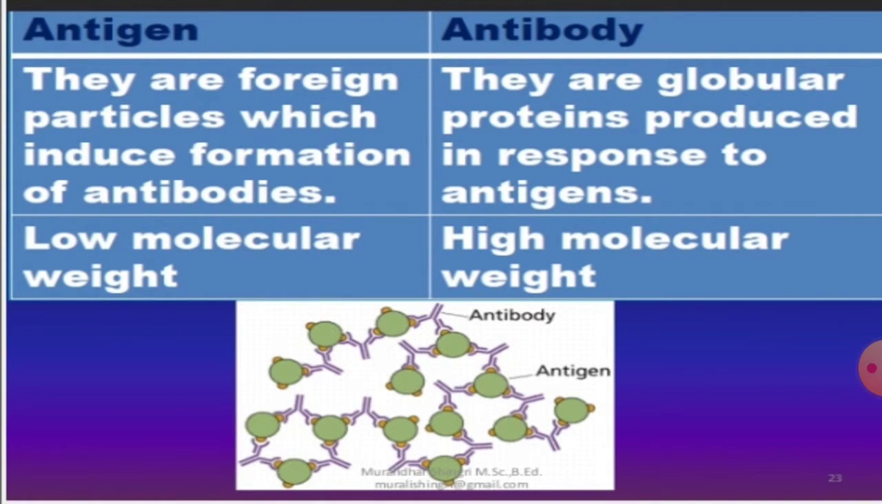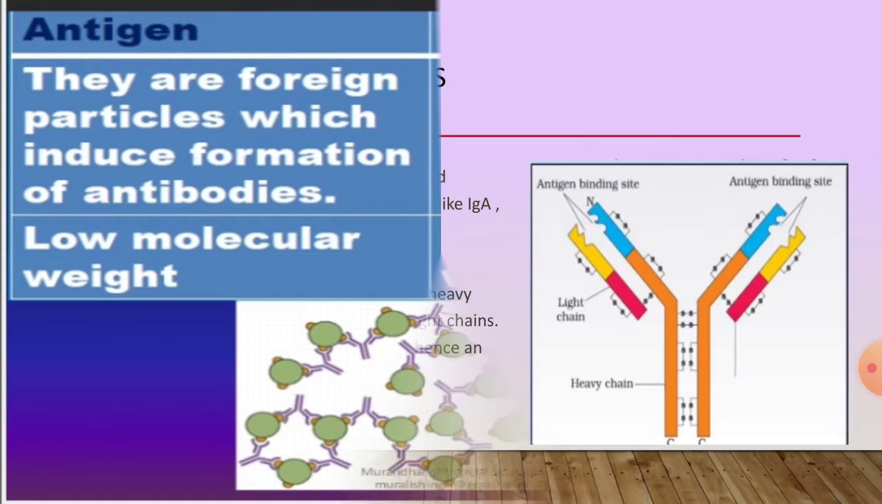Now, what is the difference between antigen and antibodies? Antigens are foreign particles which induce the formation of antibodies, but antibodies are globular proteins produced in response to antigen. Antigens are of low molecular weight, but antibodies are of high molecular weight.